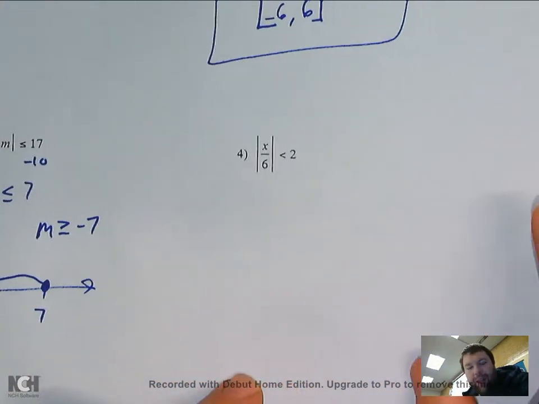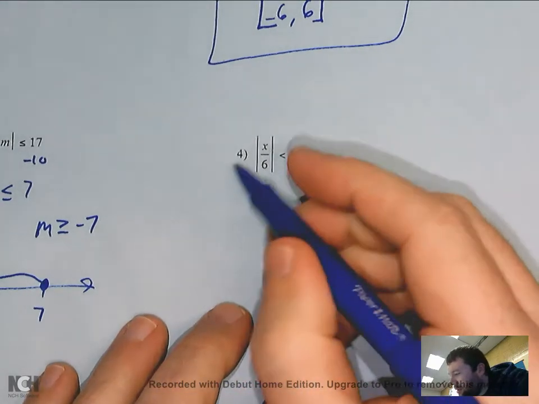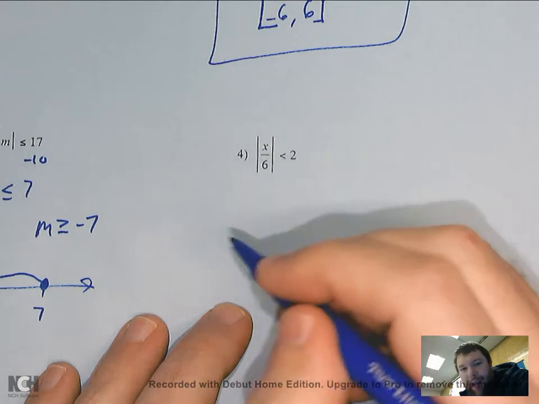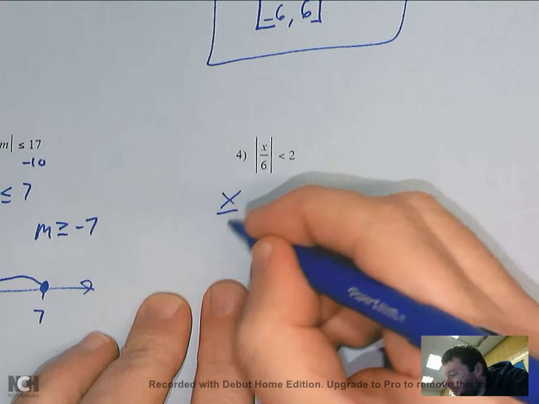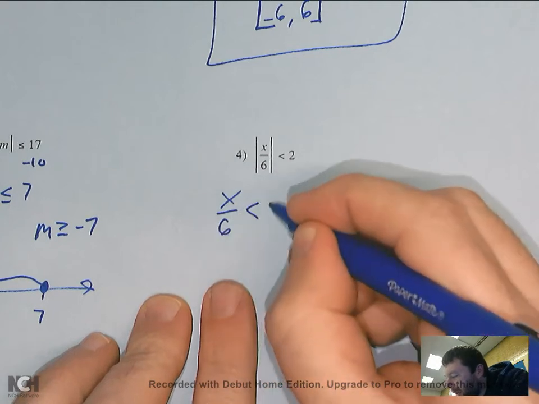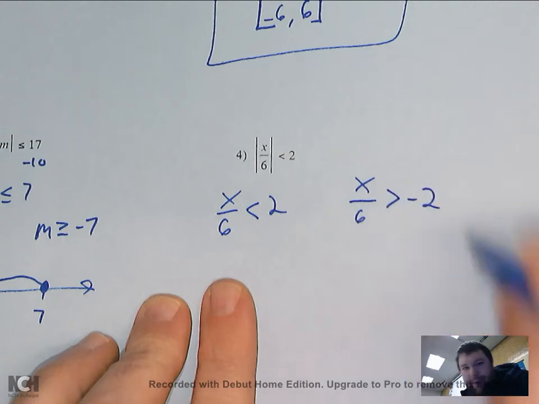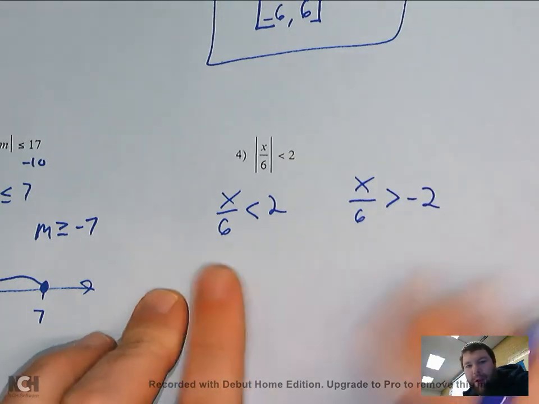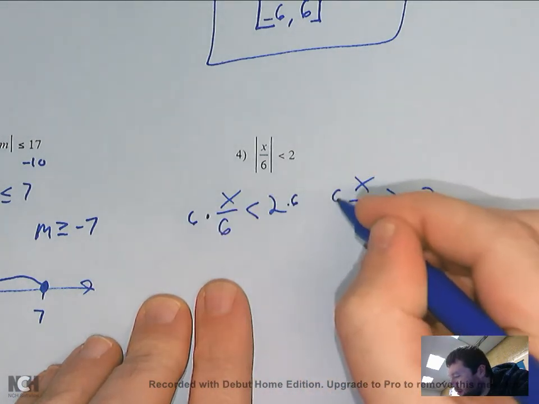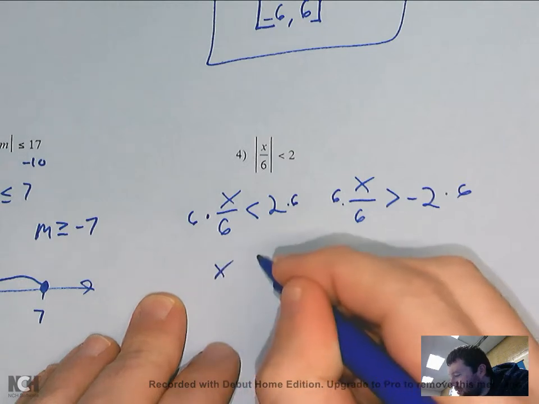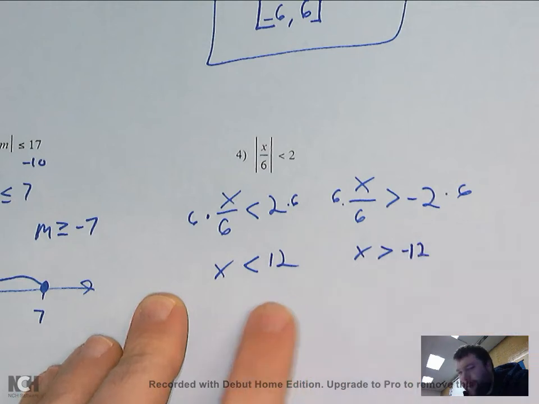Okay, this one, where we actually have an equation that we're going to split here. The x over 6 is already isolated inside the absolute value, so there's nothing outside of it. So this is where I split it into two different inequalities. X over 6 is less than 2, and x over 6 is greater than negative 2. So two different inequalities. Now I've got to solve them. So I've got to multiply each side by 6, and I'm going to get x is less than 12, and x is greater than negative 12.